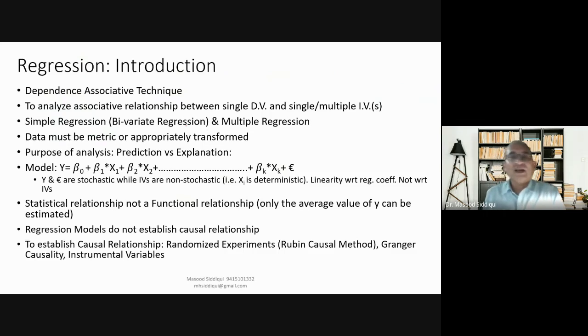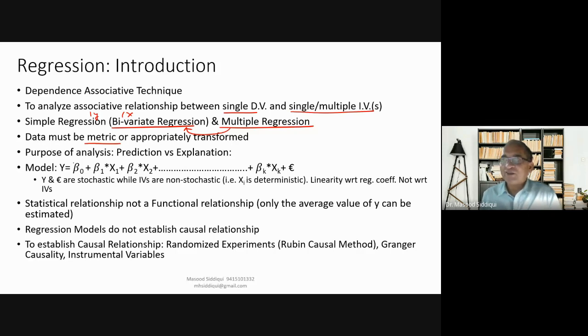Okay. So as I have mentioned, we are examining dependence, an associative relationship between a single dependent variable and single or multiple independent variables. If there are only two variables, one y and one x, that is known as bivariate regression. Otherwise, this is known as multiple regression. So bivariate regression is a particular form of multiple regression, and we are studying this. Then obviously the bivariate regression would be covered. So data must be metric in nature.